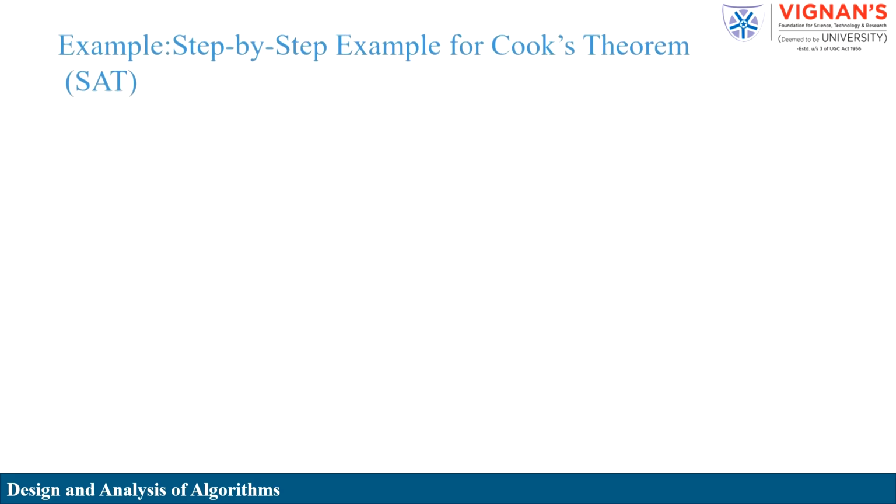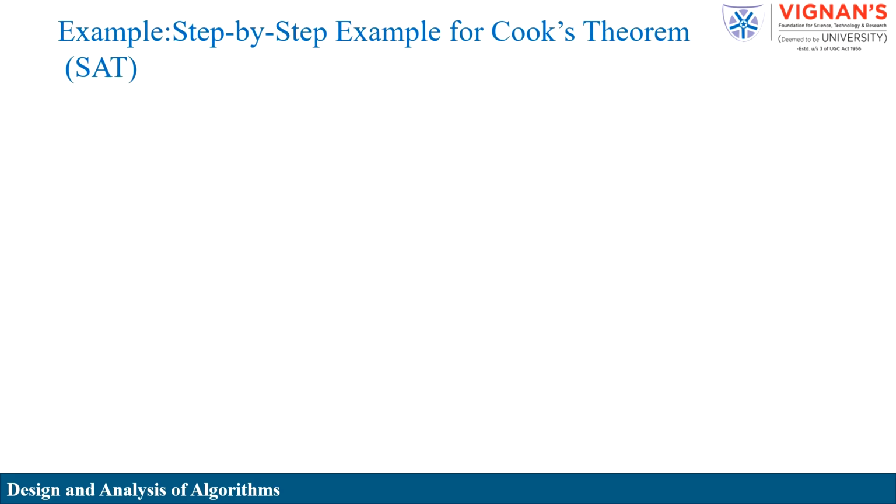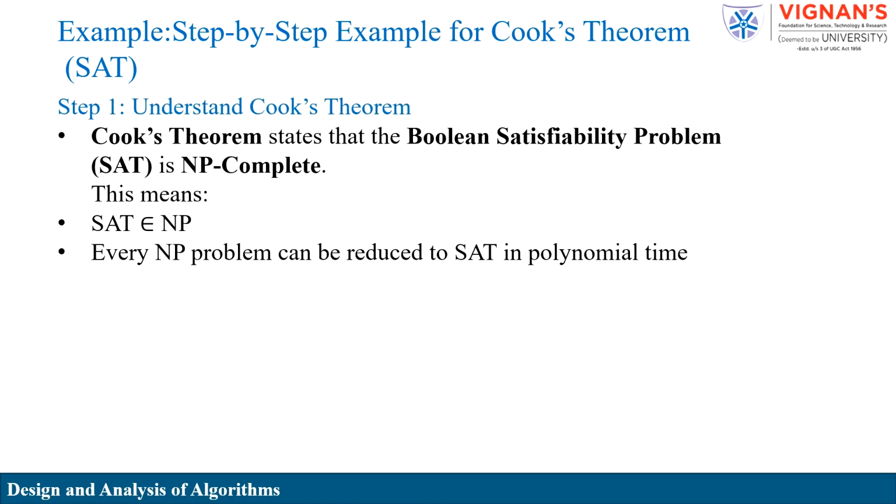Now let us understand a step-by-step example of Cook's theorem using the SAT problem. Step 1 is to understand Cook's theorem. Cook's theorem states that the Boolean satisfiability problem, also called SAT, is NP-complete. This means two important things. First, SAT belongs to the class NP. Second, every problem in NP can be reduced to the SAT problem in polynomial time.